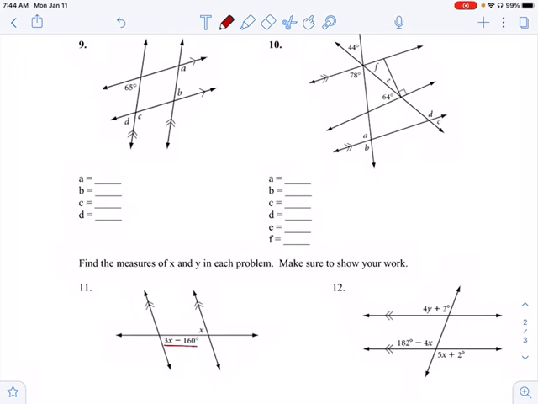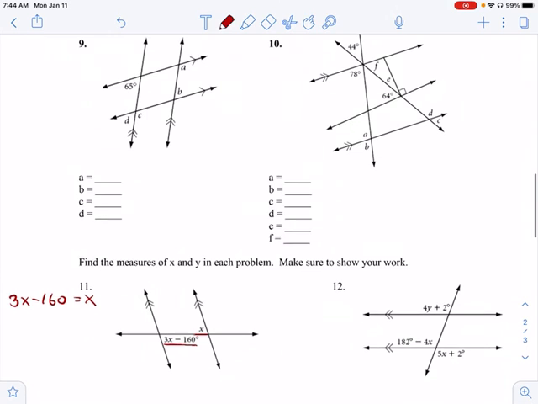Here essentially I know that these are alternate interior angles. So 3x minus 160 and x are really the same measurement. So I should be able to write a statement that says 3x minus 160 equals x, and then solve that equation. So that's an example of how that's done.